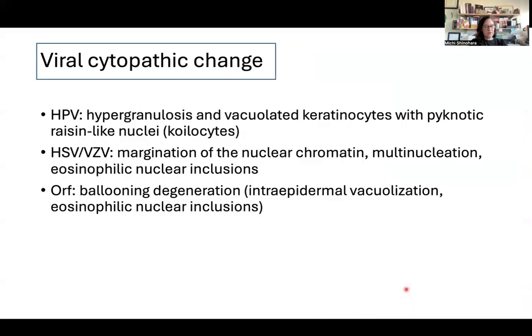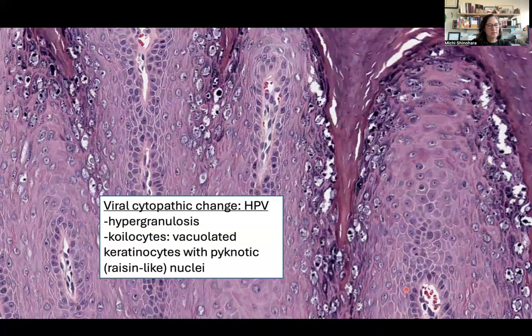There are three flavors of viral cytopathic change, probably more, but three that we're going to talk about. We've got human papillomavirus type, we've got herpes group type, and ORF. The viral cytopathic change that's typically seen in human papillomavirus classically shows hypergranulosis, so a very prominent granular layer with clumped irregular granules, and koilocytes, which are vacuolated keratinocytes, these examples here, with pyknotic or small raisin-like nuclei. This is an example of a myrmecial or plantar wart showing really marked HPV viral cytopathic change.